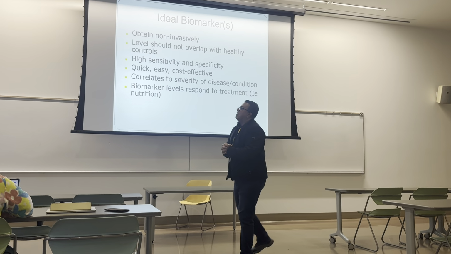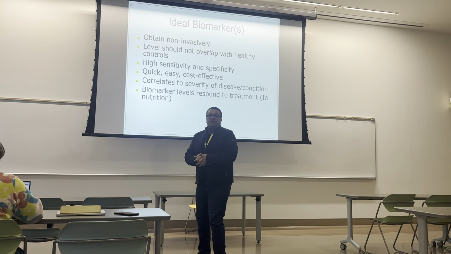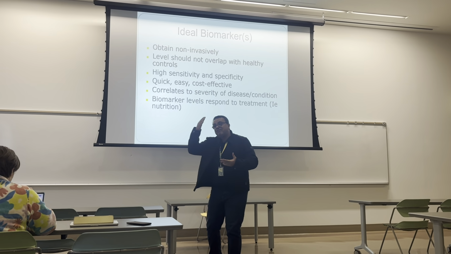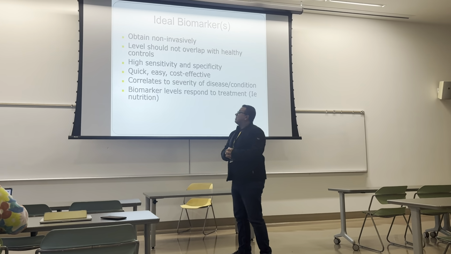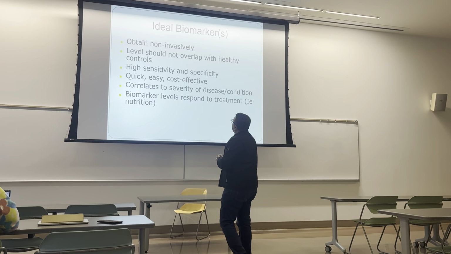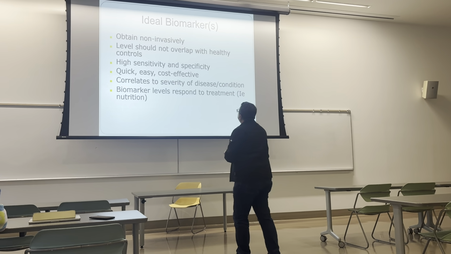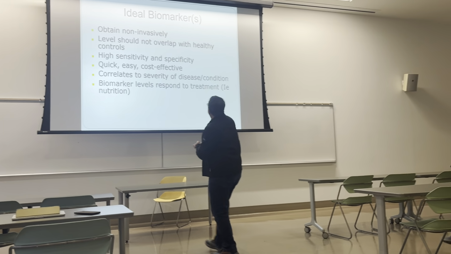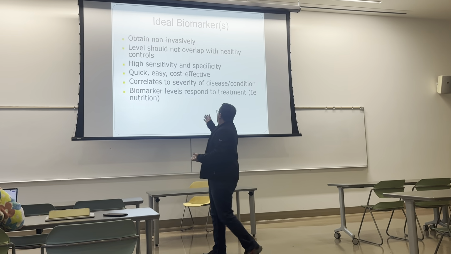For example, the soluble transferrin receptor, which is a very good indicator for iron, doesn't have a very clear cut-off point. This is one of the limitations. It doesn't have a clear cut-off point. High sensitivity and specificity, I choose this one. Sometimes it's expensive; I want quick, easy, cost-effective tests that correlate to the severity of the disease condition, biomarkers that can respond to the treatment. Okay, yes.